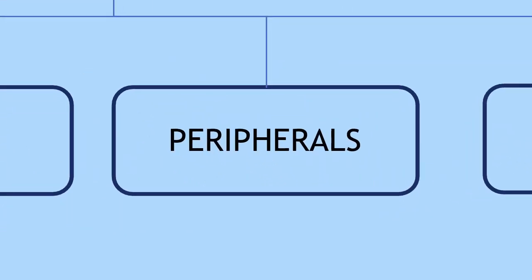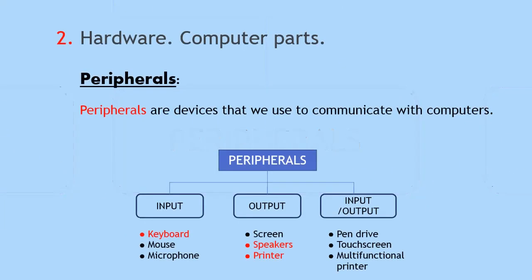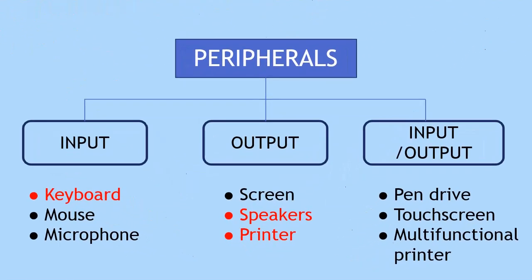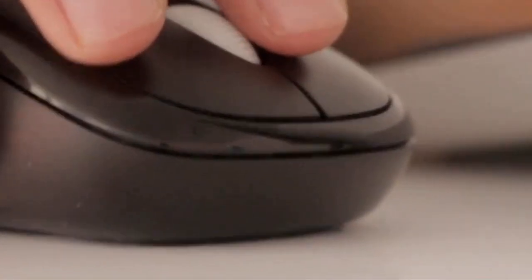Peripherals. Peripherals are devices that we use to communicate with computers. There are three kinds of peripherals. First, the input ones. These are the devices we use to put information into our computers. For example, your keyboard, mouse, or microphone.